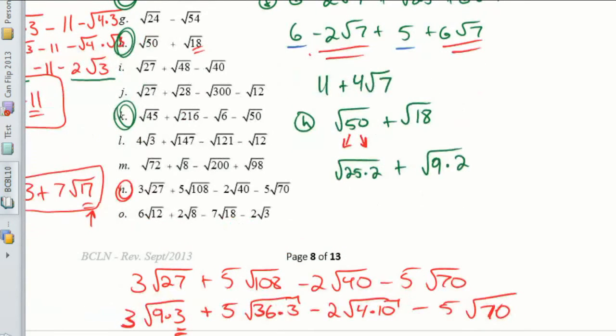This is a good question. Square root of 25 is going to give me 5 root 2. And then square root of 9 is 3 root 2. If I break those up, then I have common radicals, so I can add these together. So I end up with 8 root 2. I hope that helps. And K, this one looks like a little bit more work.